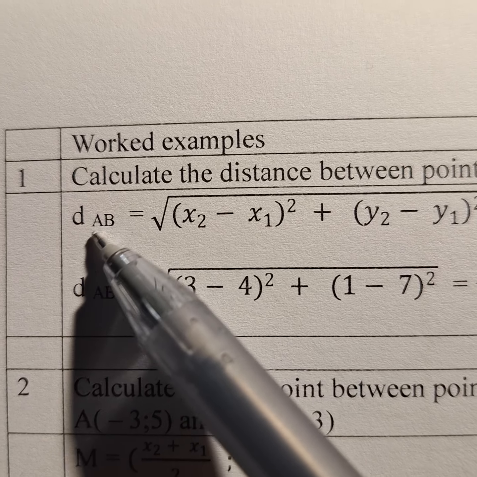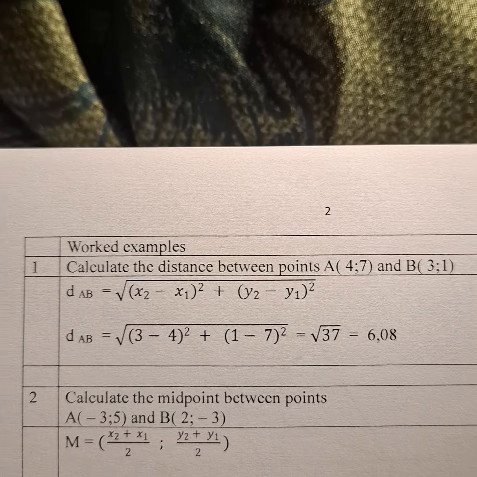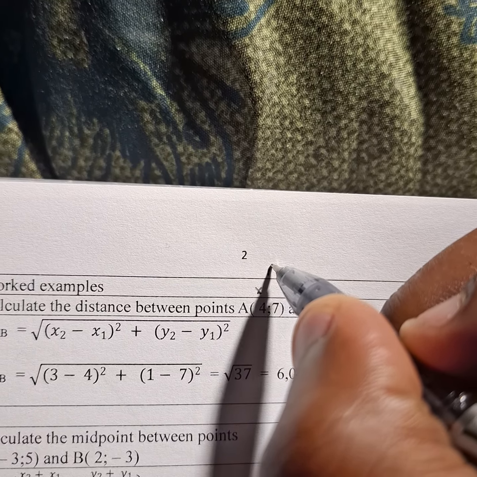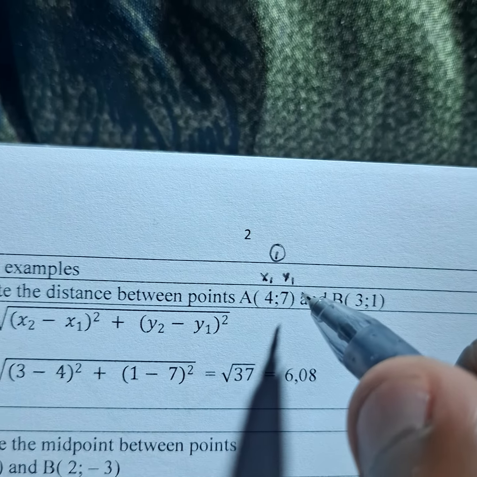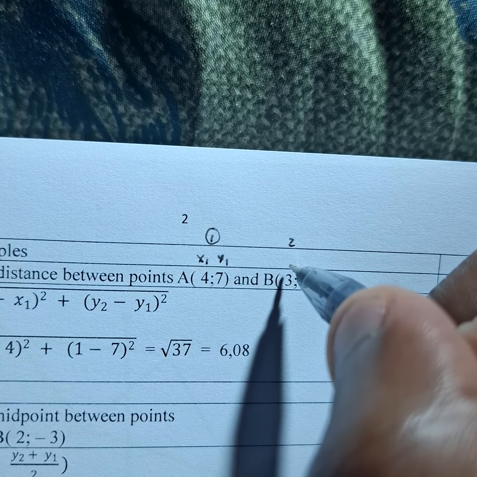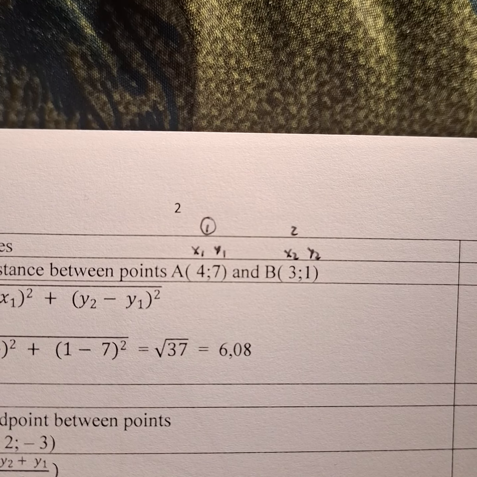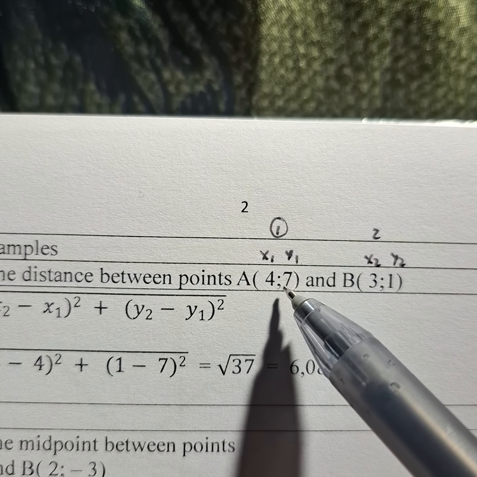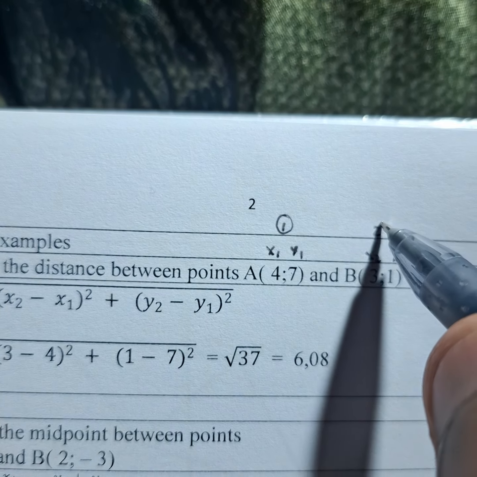If we want to calculate the distance between 2 points, point A and point B, we can, as I said earlier on, assign, since this is our first point, this is going to be x1, y1. x1 is 4, y1 is 7. This is our second point, B, so this is going to be x2, y2. Okay, so this is very important, obviously, to be able to identify these points. Since this is the first point, we say x1, y1. It's the second point, we say x2, y2.